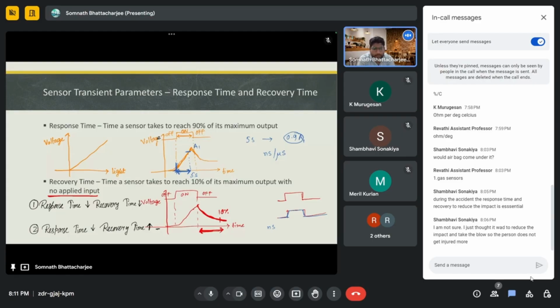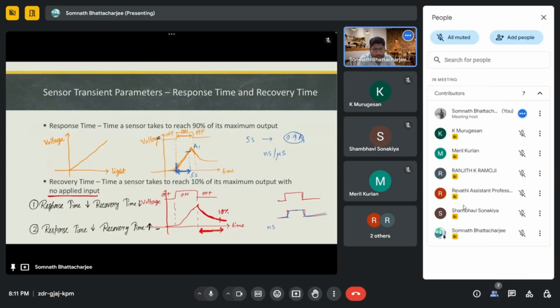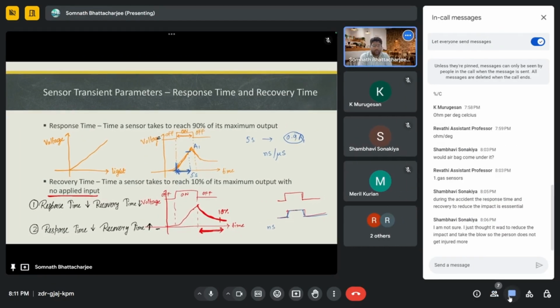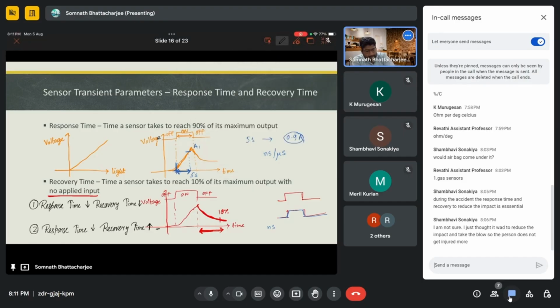Others, please try maybe. Even if you are wrong, you can try, right? It's done. I'm talking about this.